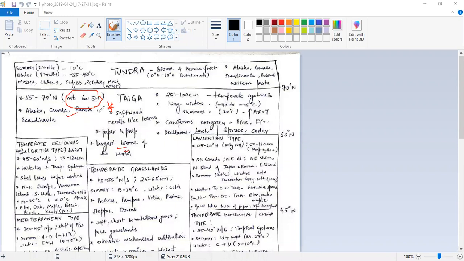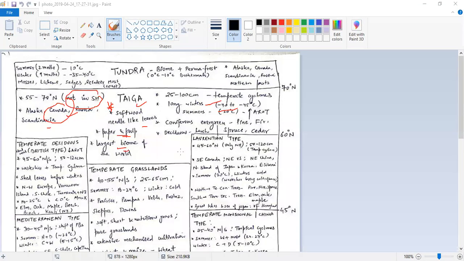Alaska, Canada, Russia and Scandinavia are the regions which witness the taiga type of climate. Softwood is needed, and the paper and pulp industry is grown there; Canada is a major region for this. 25 to 100 centimeter rainfall, temperate cyclones and all these things. Fine. Tundra is a biome with permafrost, too much ice, and 0 to 10 degrees Celsius isotherms. Again, we are going too much into detail. So these are the basic portions.